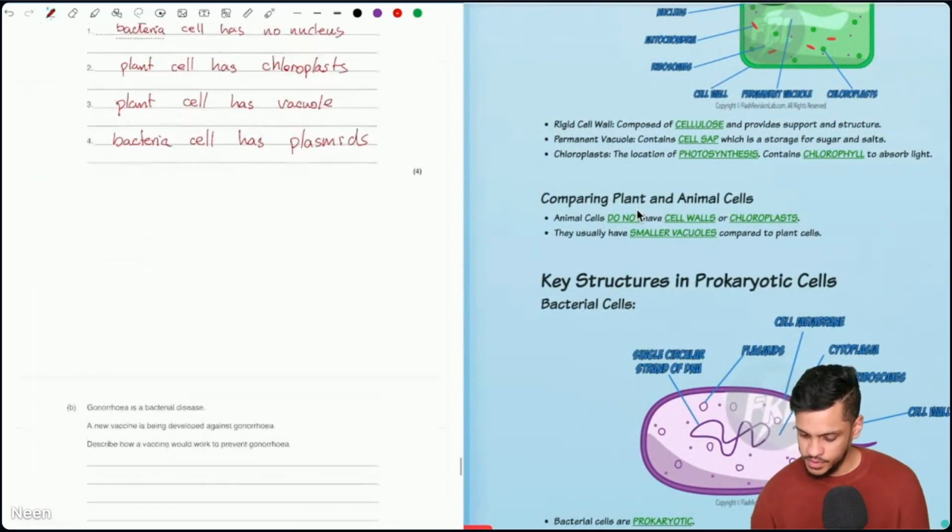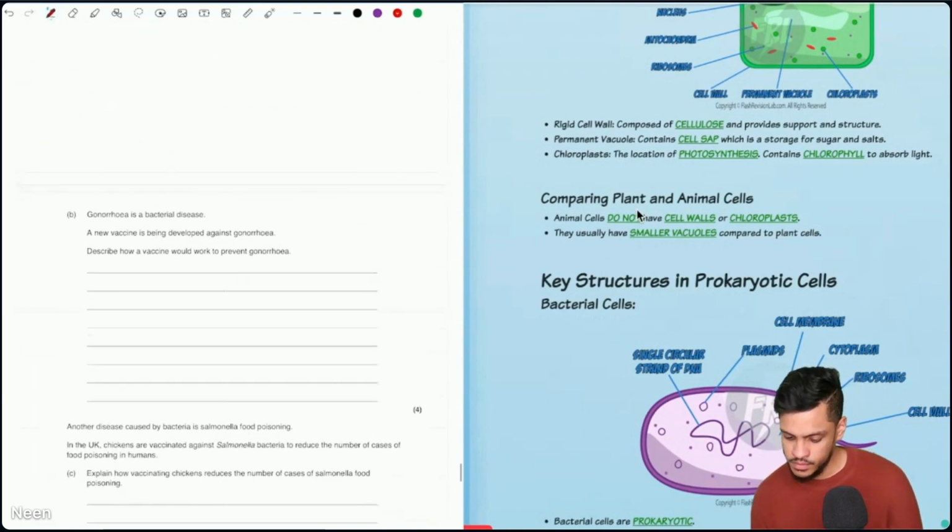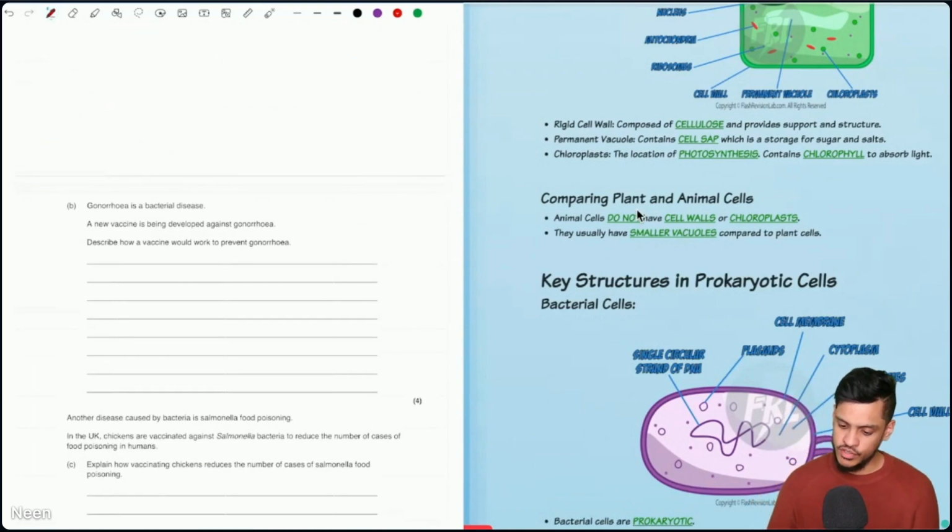On to the next one. Gonorrhea is a bacterial disease. A new vaccine is being developed against gonorrhea. Describe how a vaccine works. 4 marks. How a vaccine works. Give me some points. What do you guys think?